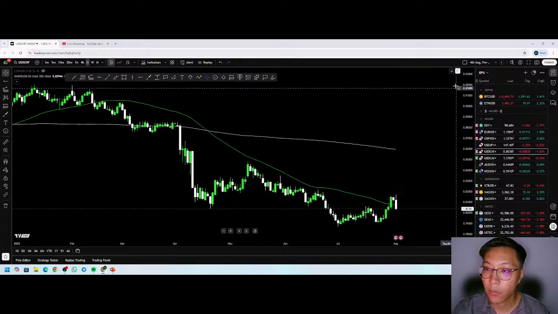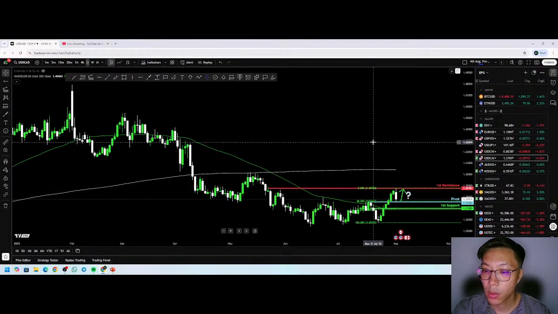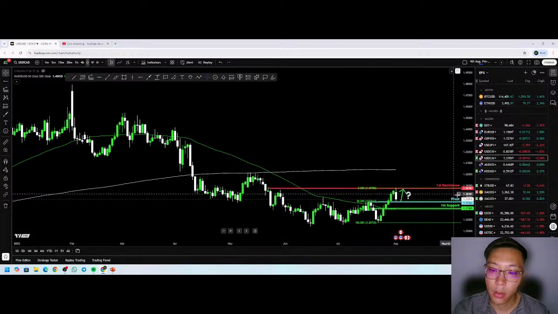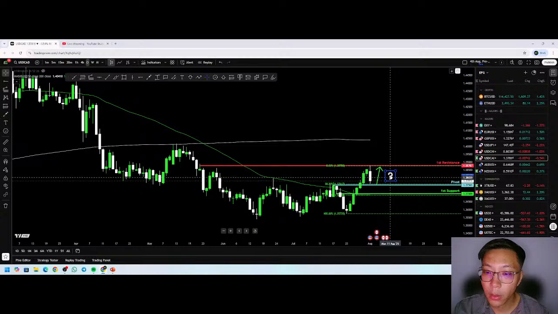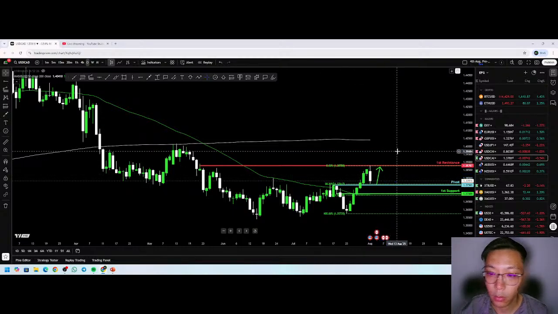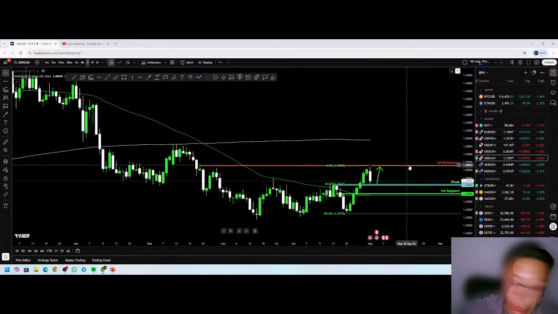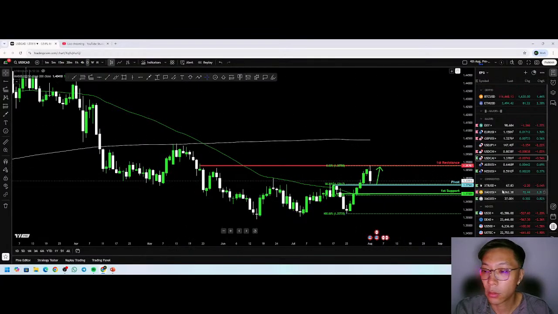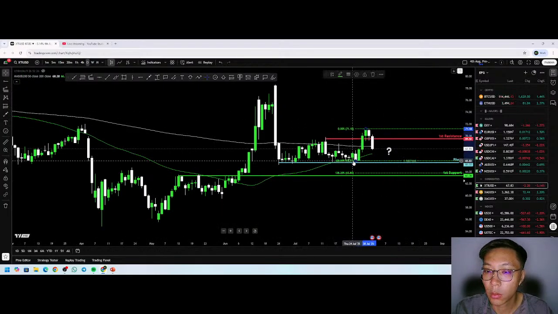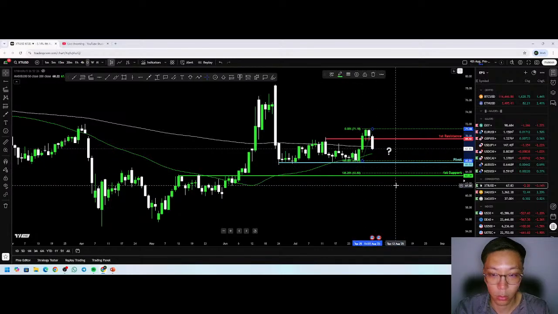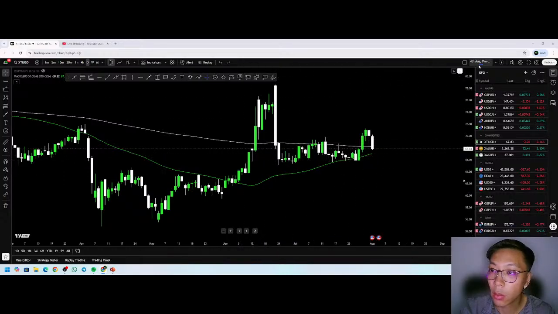USD CHF I wouldn't touch as well. USD CAD seems okay, seems promising. This is fine. Okay, I think we can take a look at CHF JPY.